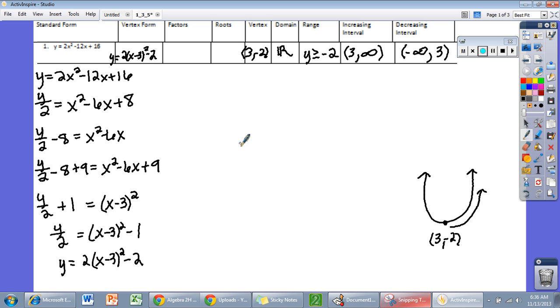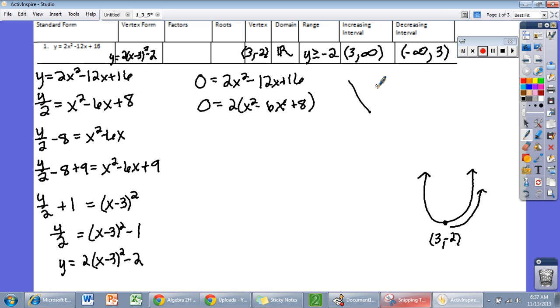All we have left here are to figure out the factors and the roots. So we go back to our original equation. We set it equal to 0: 2x squared minus 12x plus 16. We factor out our greatest common factor. That gives x squared minus 6x plus 8. We're looking for numbers that multiply to give us a positive 8 and add to give us a negative 6. That's negative 4 and negative 2.